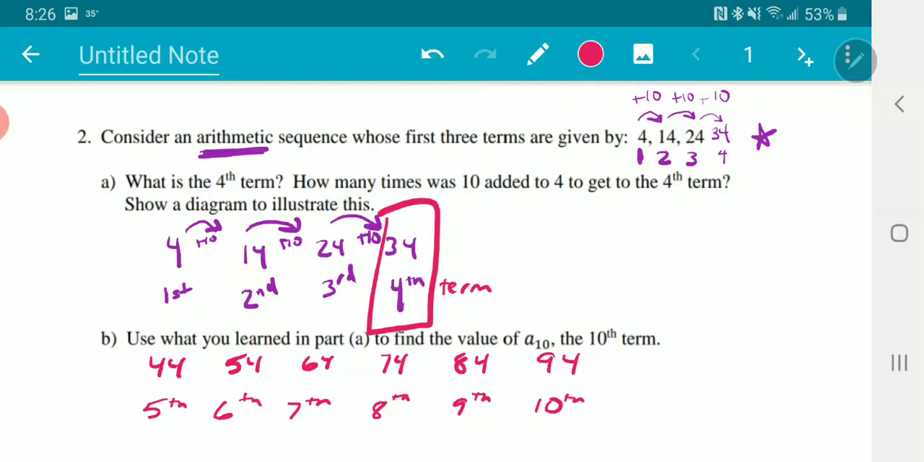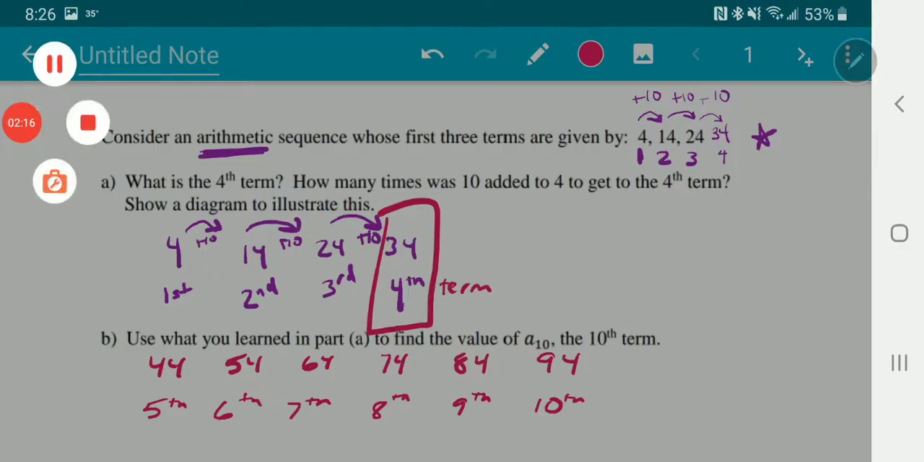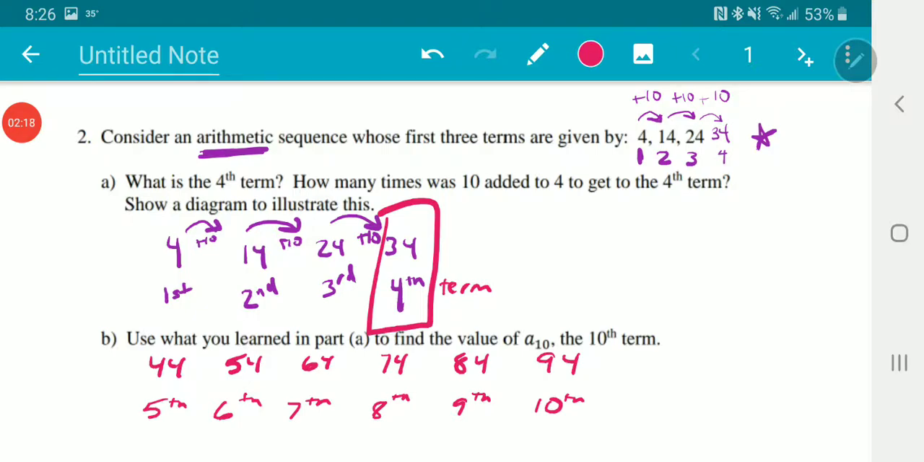I didn't skip anything there, I hope. I'm just going to double check really quick. From 4, 14, 24, 34, to 44, 54, 64, 74, 84, 94. So that's all parts A and B are really asking you there. So your 10th term is going to be 94. And again, we're getting from one term to the next by adding 10 every time.